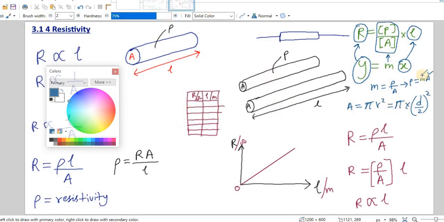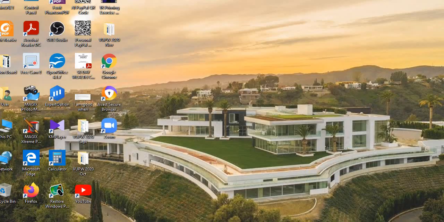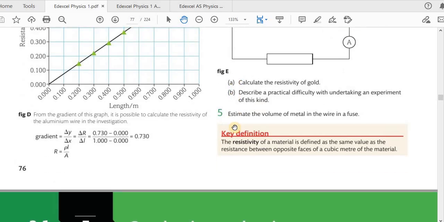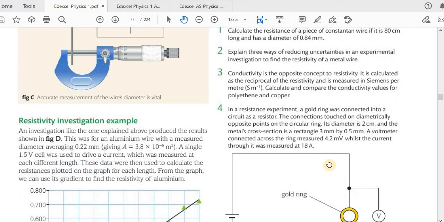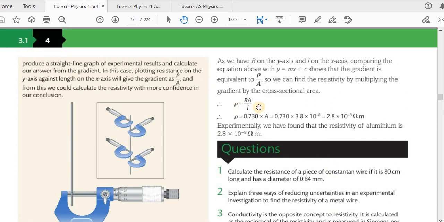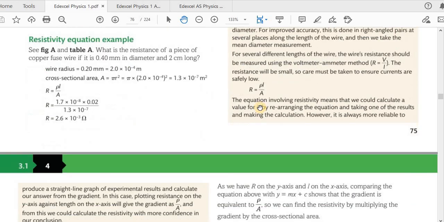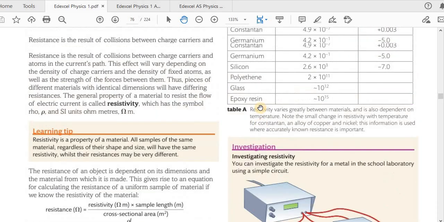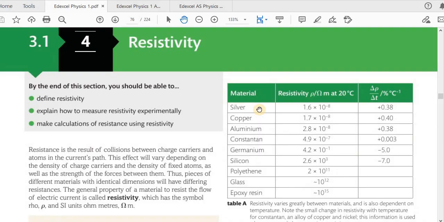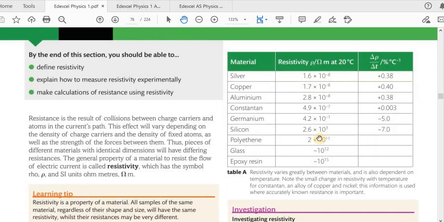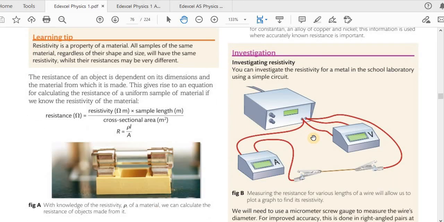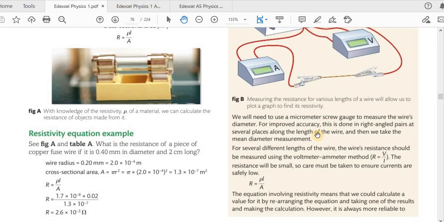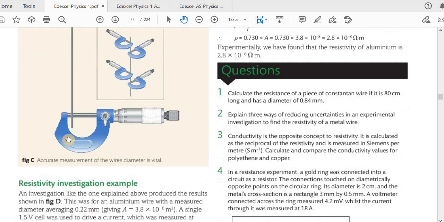So this is how you find the resistivity, and that is actually what is explained over here. And you should know the definition of resistivity also, and it is explained here. Now let's just go back, and also you can see over here different materials have different resistivities, and here you can see this is what is continuing. Now this is what I explained.